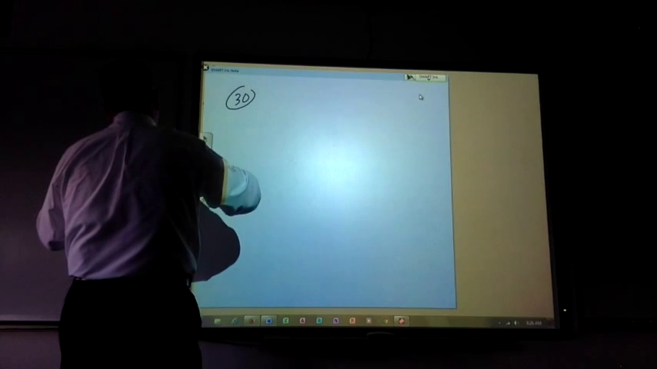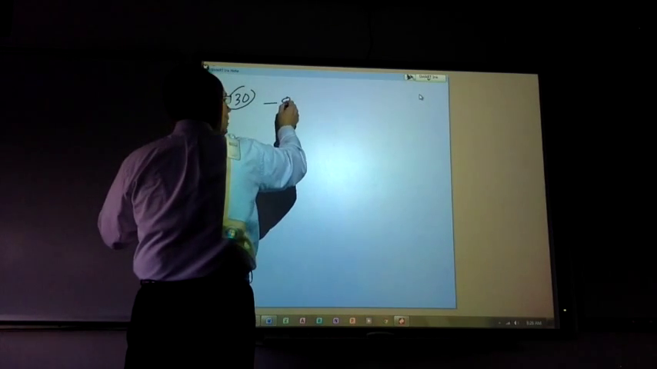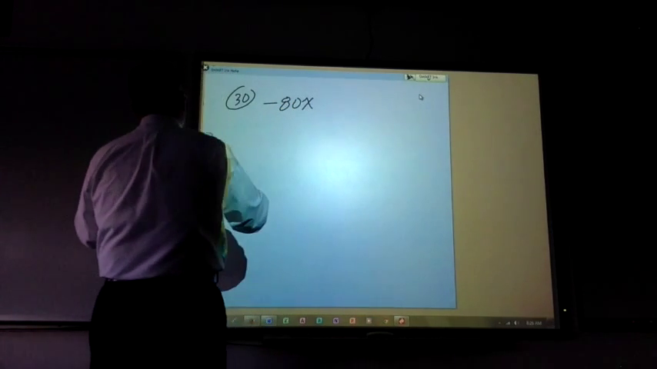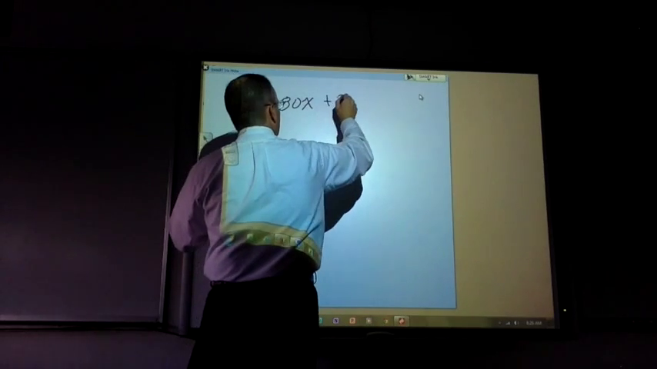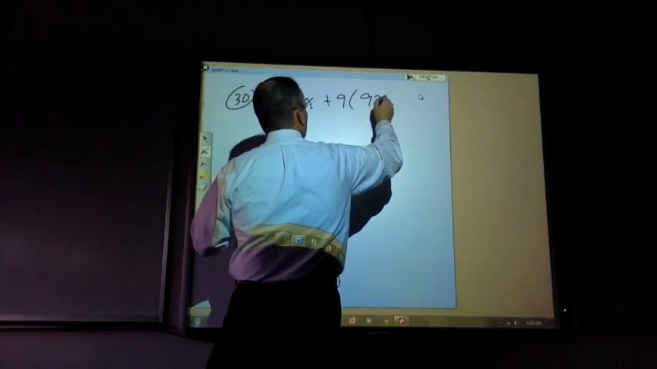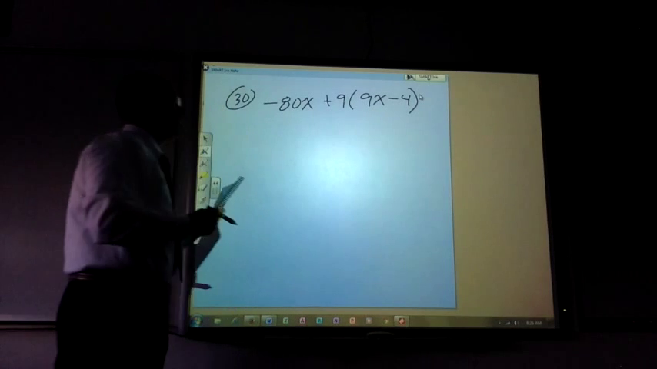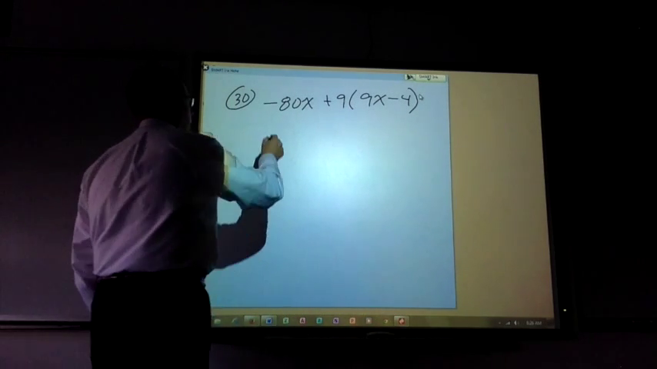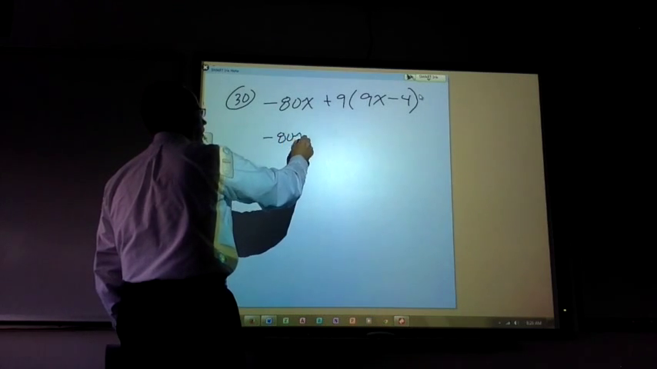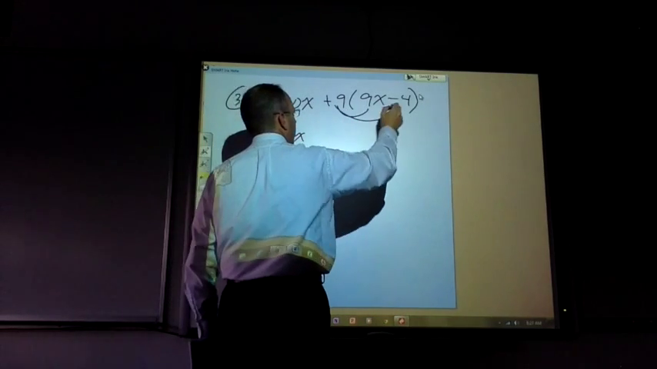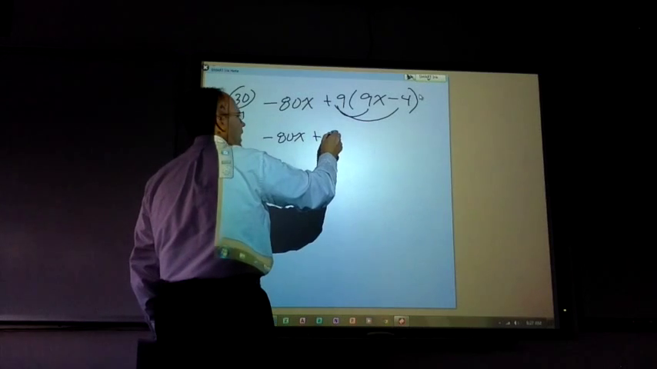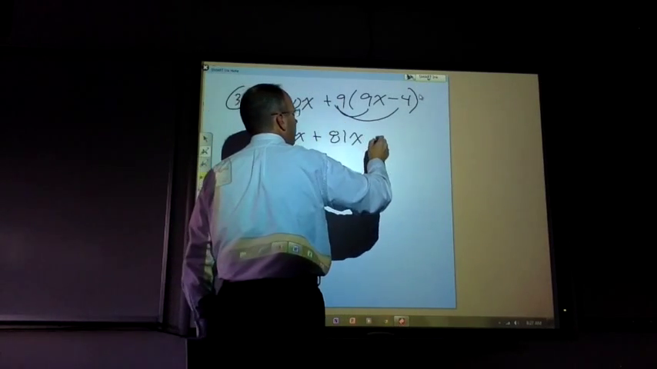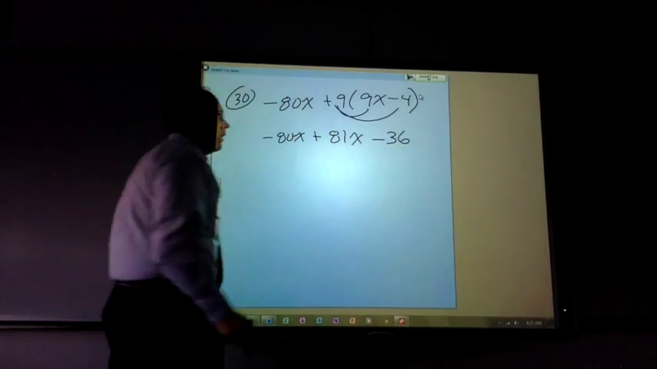Negative 80x plus 9, and then 9x minus 4. Okay, so the negative 80x is going to come along for the ride for right now. So I'll just bring that straight down. I'm not going to distribute it over anything. I'm going to distribute the 9 here and here. So I'm going to get plus 81x and then minus 36. Is that okay so far? You feel okay with that, everyone?